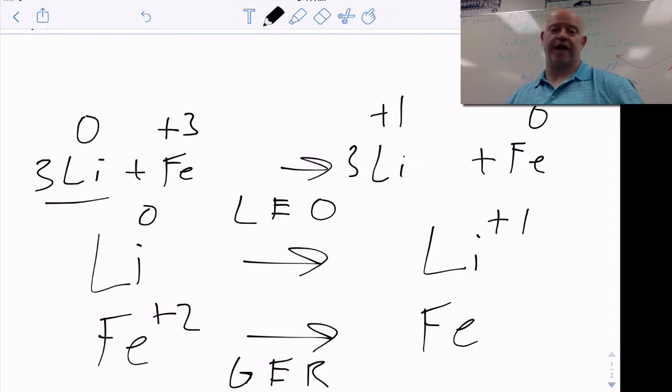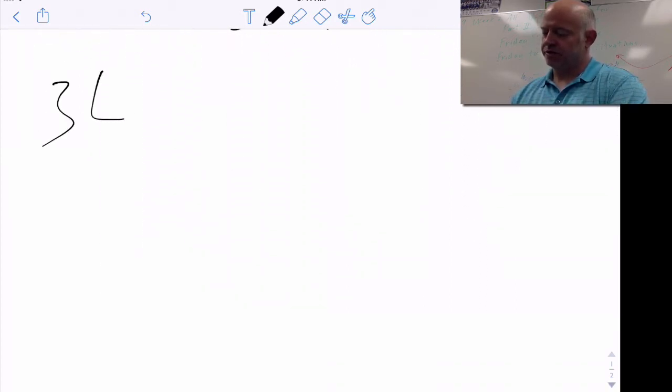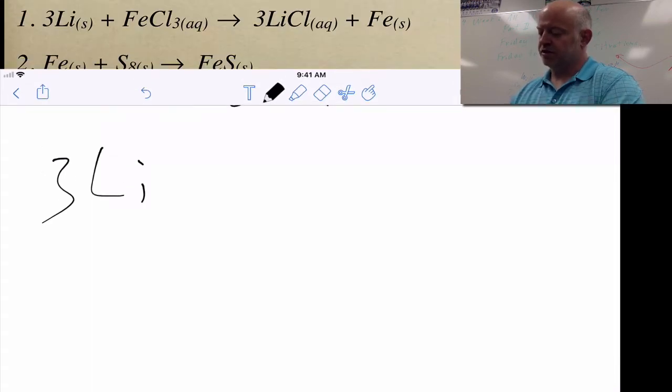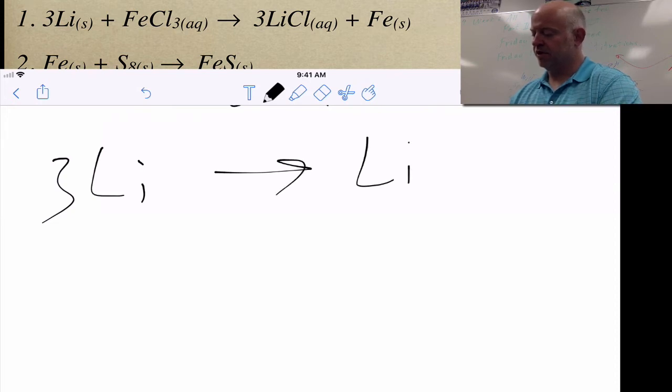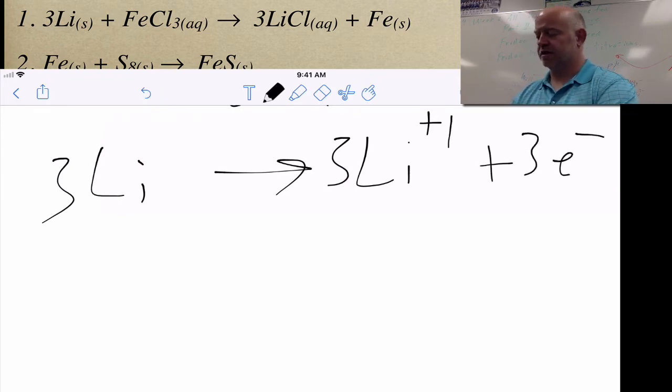Now, to take this to the next level, how would we write up the half reactions? When we do that, we want to include everything. Let's start with lithium first. We had 3 lithiums, and it is losing electrons. It is going to become 3 lithium ions with a +1, which means there need to be 3 electrons lost in this process because there were 3 lithiums here. So the half reaction is lithium turning into lithium ions plus 3 electrons given up.